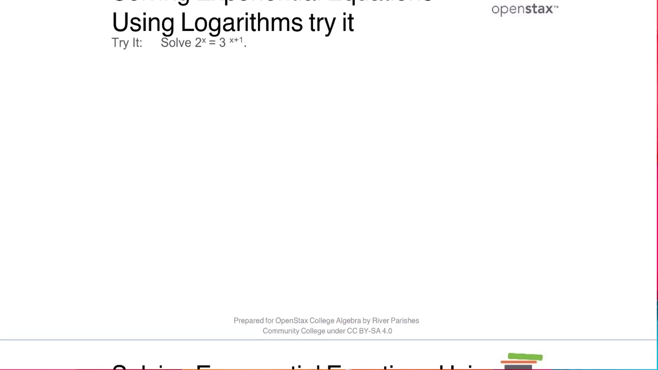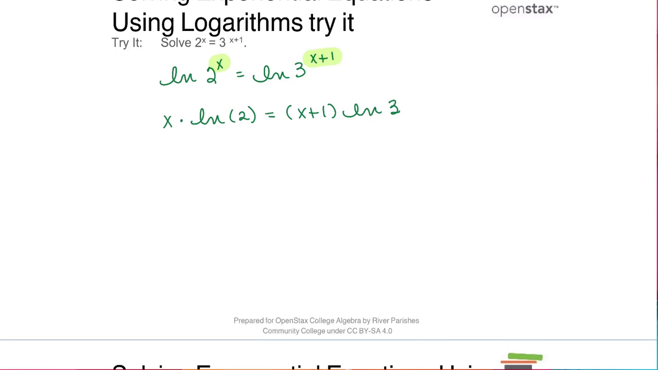Okay, so let's look at this next one. It's 2 to the x equals 3 to the x plus 1. So 2 and 3 don't have any bases in common, so I'm going to take the natural log of both sides. And then the first thing we do after that is take our exponents and move them to the front. So this is really x times ln of 2, and then x plus 1 times ln of 3.